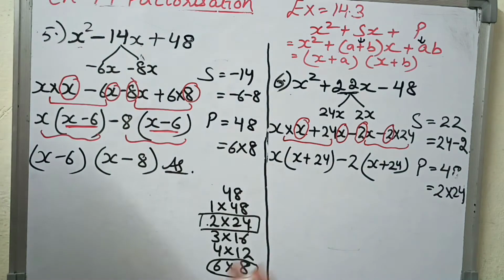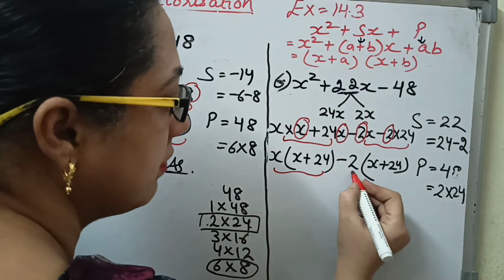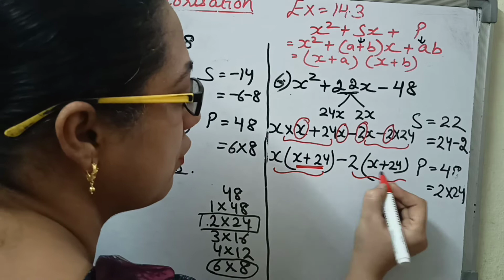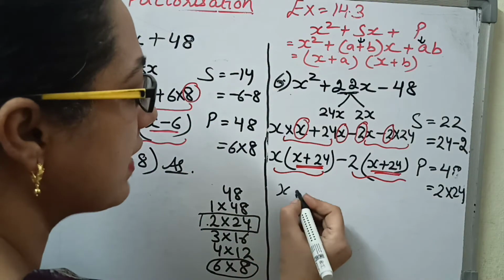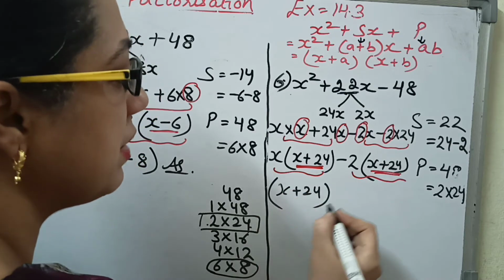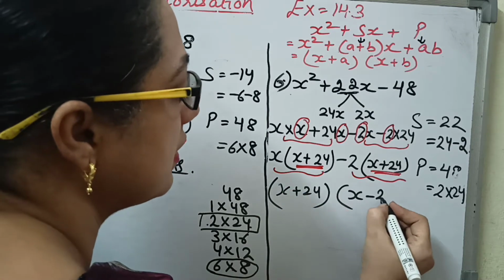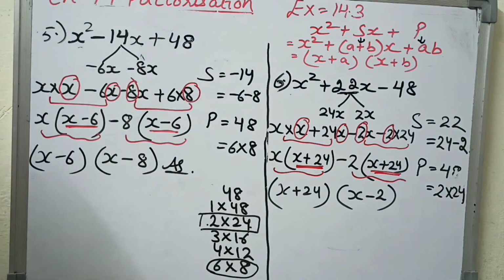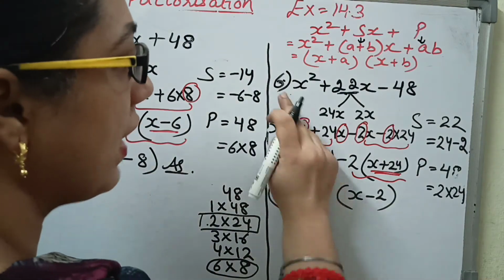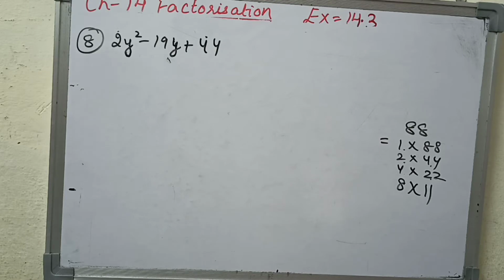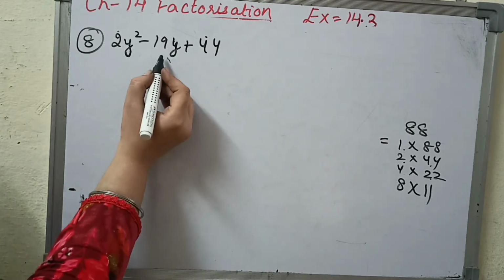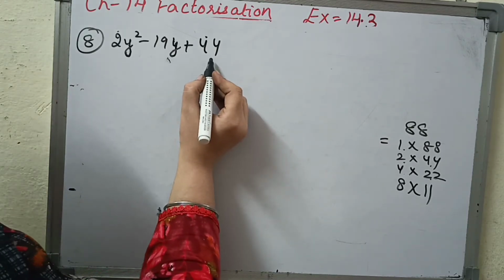Again, in the first term and in the second term x plus 24 is same. So I will take it common. So x plus 24 I write down outside the bracket and inside the bracket the term which is left is x minus 2. So these are the factors of sum number 6. Sum number 8, 2y square minus 19y plus 44.